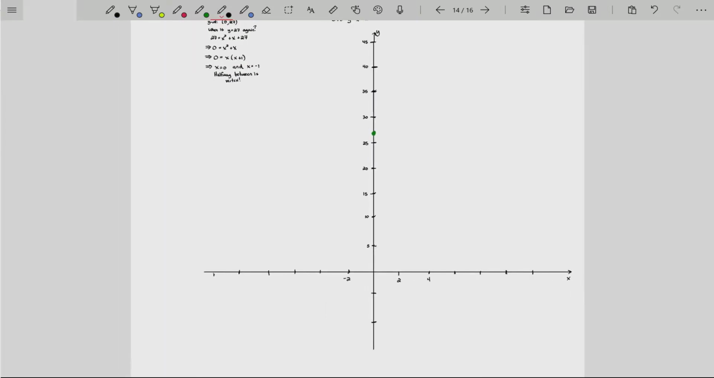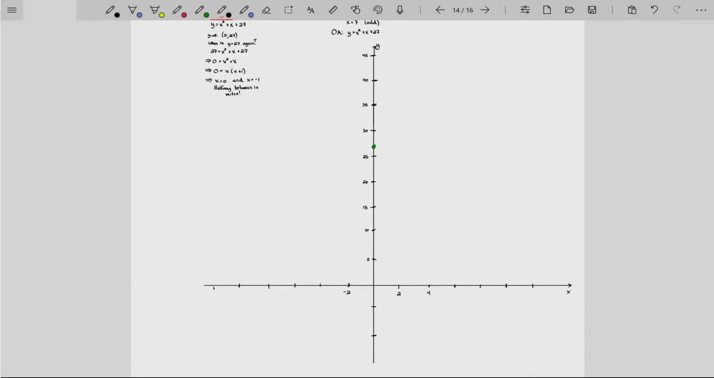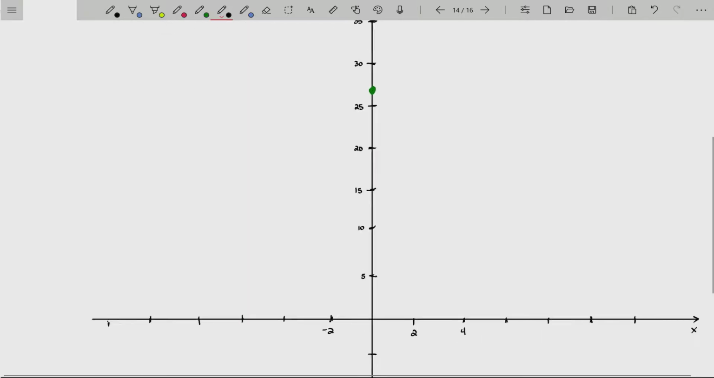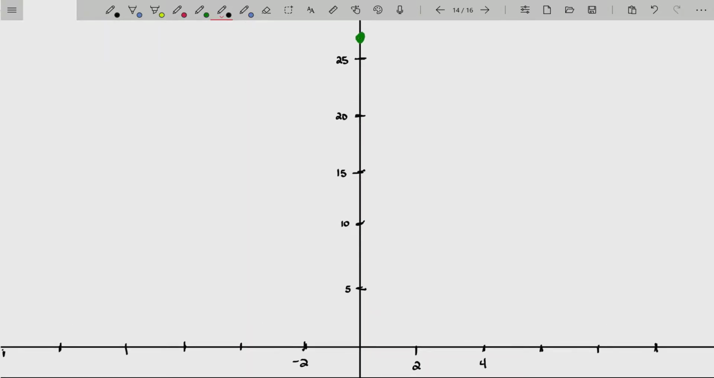So let's see. I know that our parabola hits a height of 27 again at -1. So kind of halfway between here. And that's going to be hard for me to show. So let me see if I could do that. That's right around here. Otherwise, it dips down a little bit.